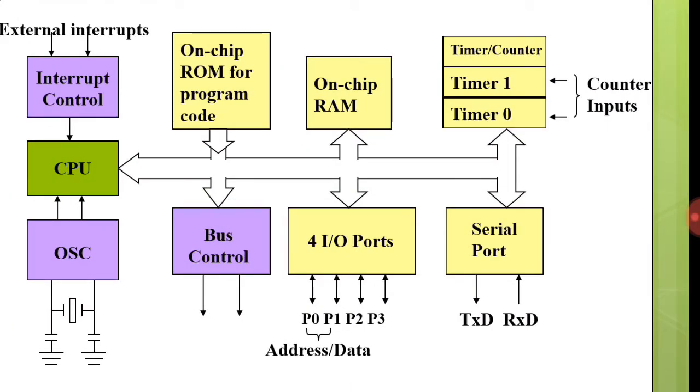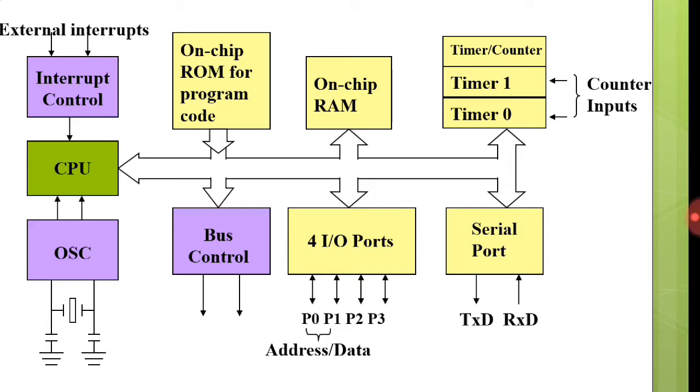Let us discuss port 0 in detail. Port 0 occupies a total of 8 pins. Depending upon the programming, they can act as either input port or output port. Here each pin of 8051 is connected to a 10 kilo ohm pull-up resistor. Why? Because port 0 is open drain.